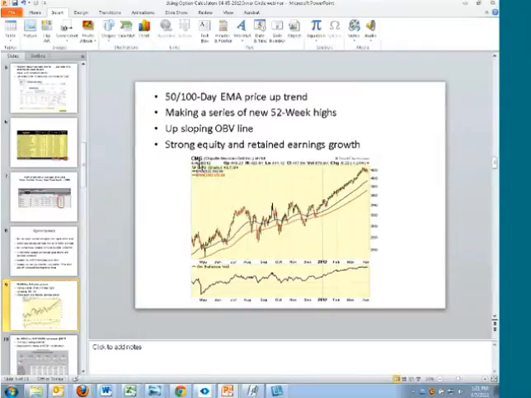And this is for Chipotle, and you can see Chipotle's in a price uptrend with the 50-day EMA above the 100-day EMA. It's making a series of new 52-week highs. We have an upsloping OBV line, which is an indication that this price uptrend can be sustained. And Chipotle has very strong equity and retained earnings growth. So we had good fundamentals and good technicals with Chipotle when we took this option spread trade.